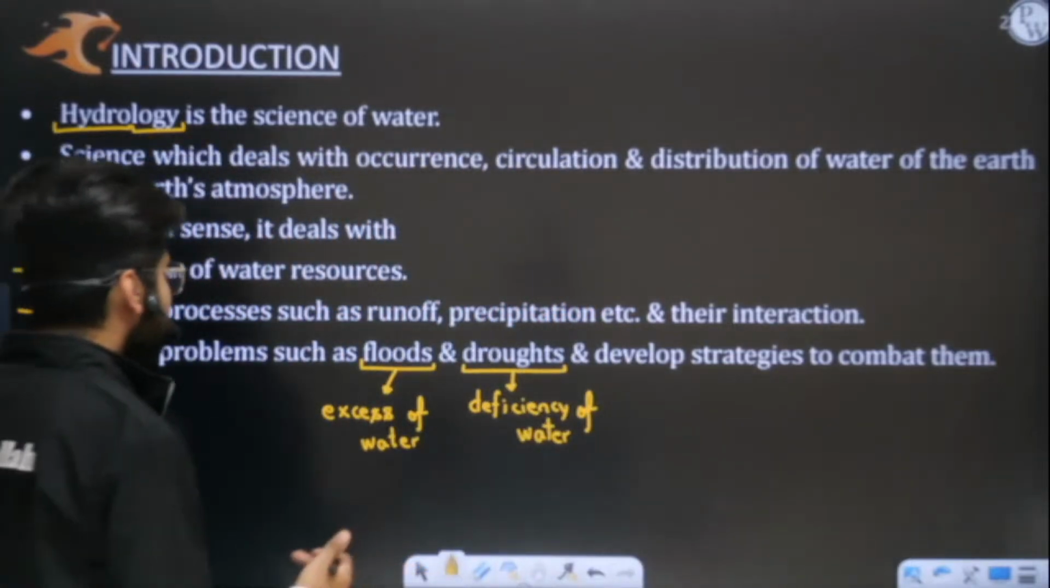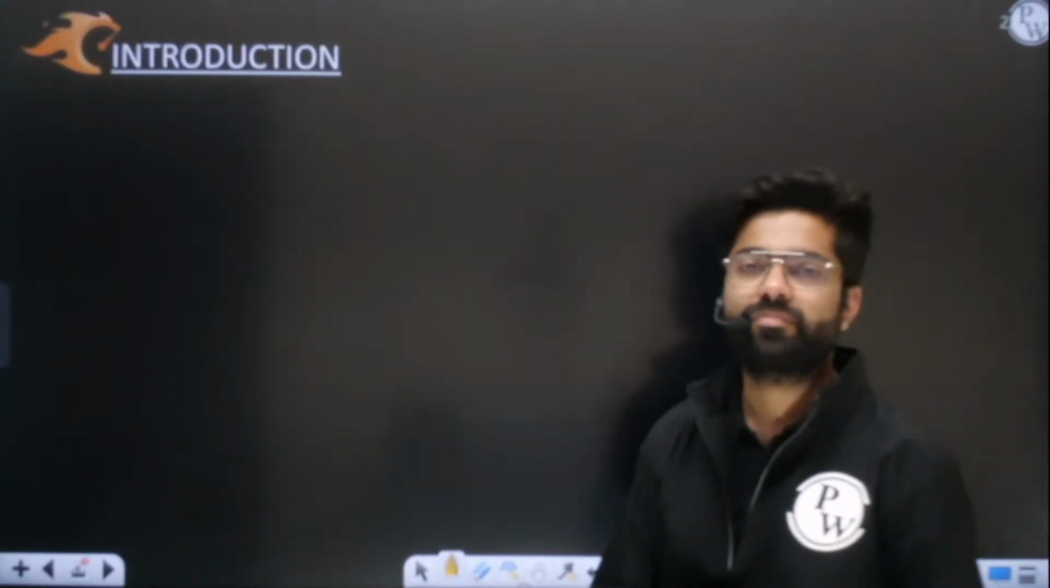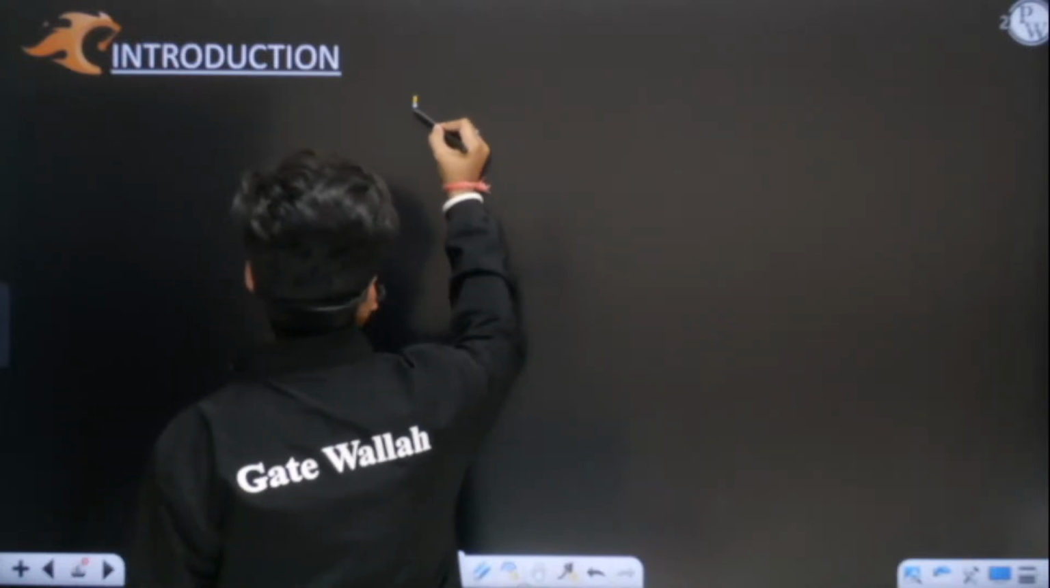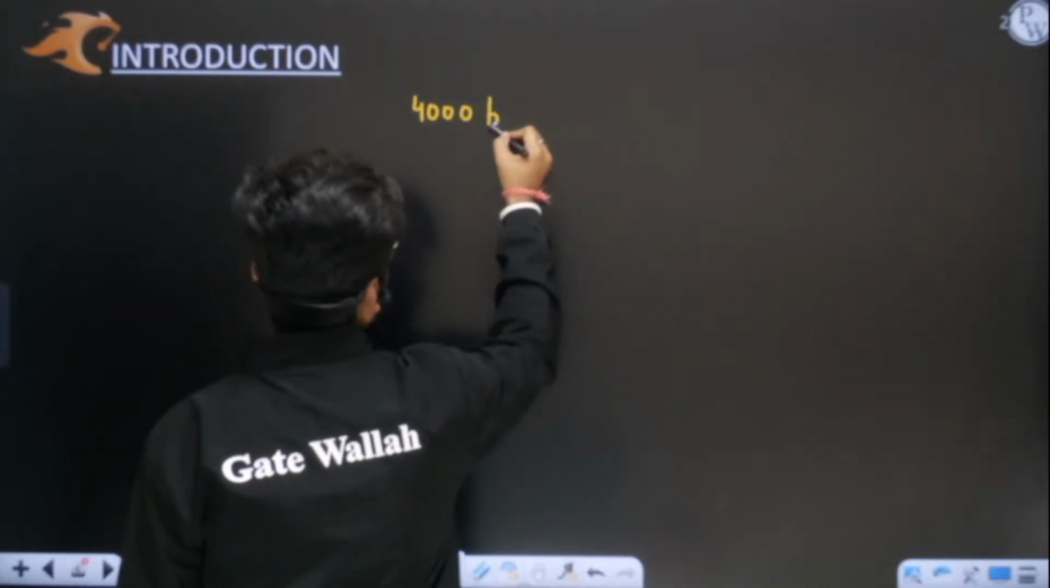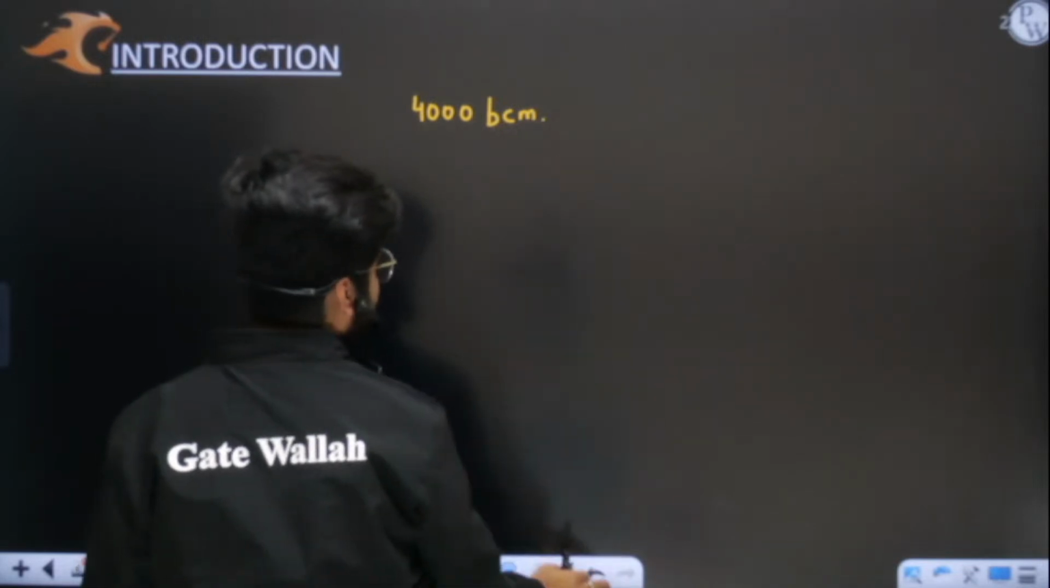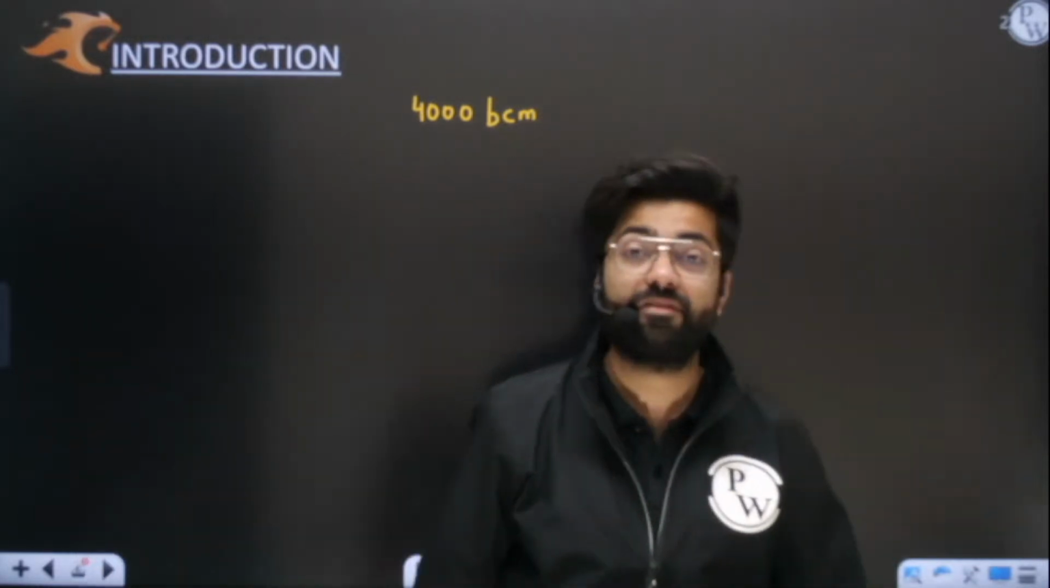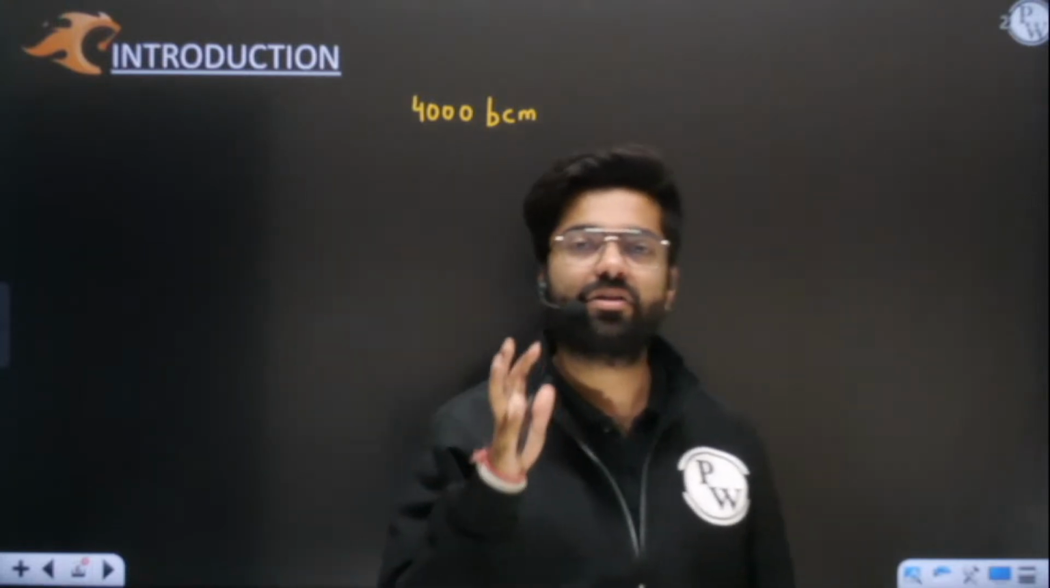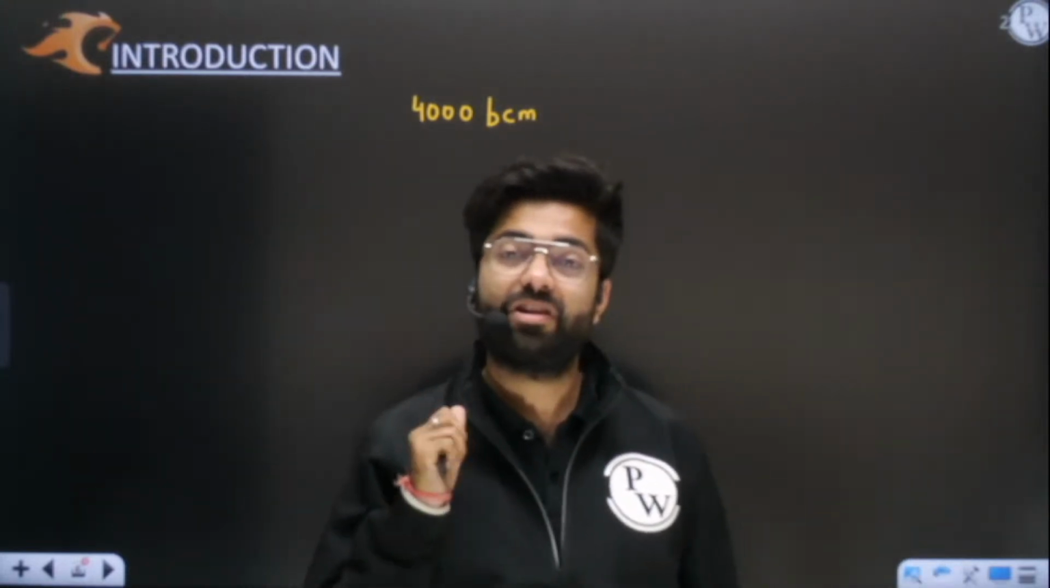Can you tell me how much water India receives in total, what is the volume of water which India is receiving in the form of precipitation? Let me tell you. It is very simple. Approximately 4,000 BCM of water is received by the Indian subcontinent every year. And this is the total quantity of water which is available in India.